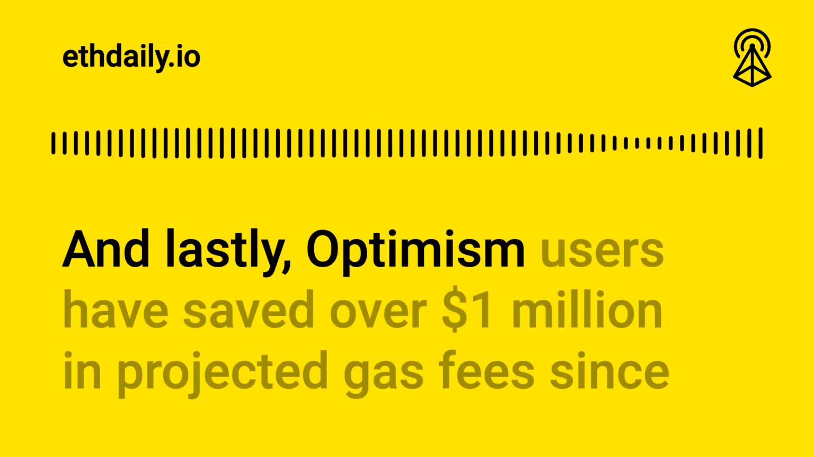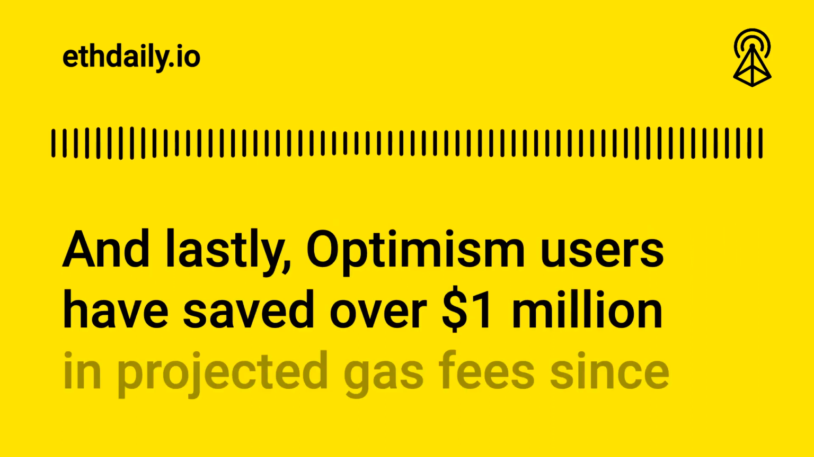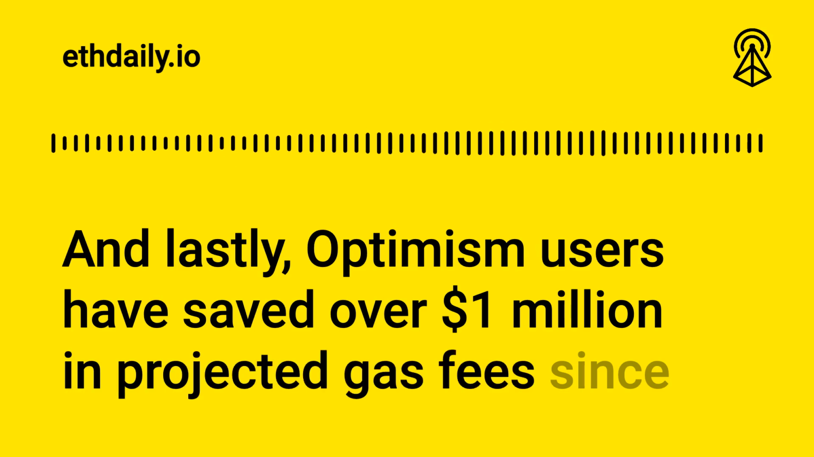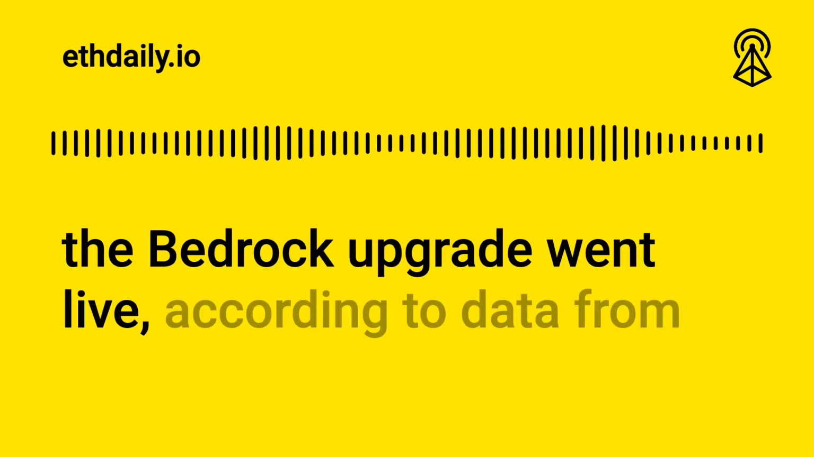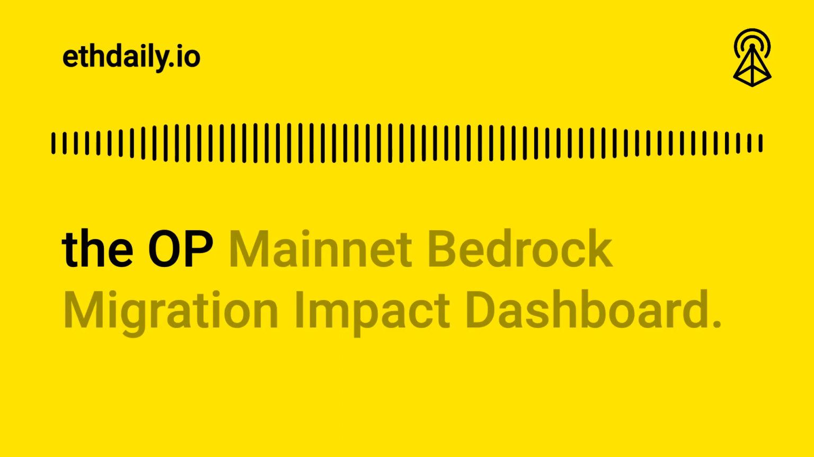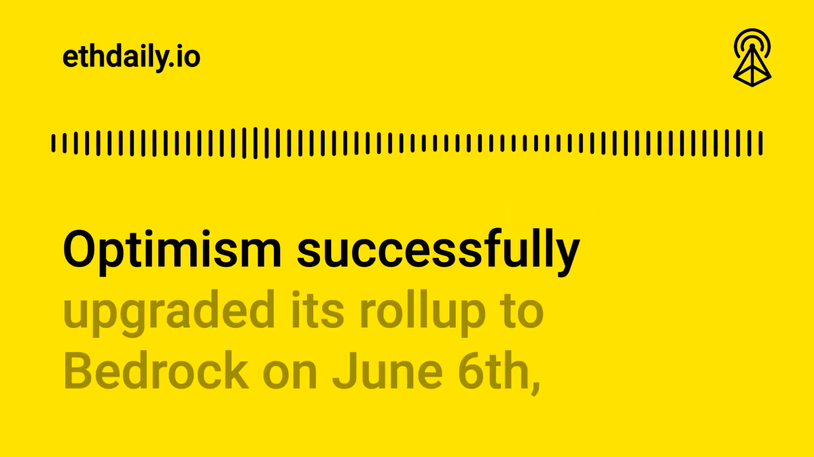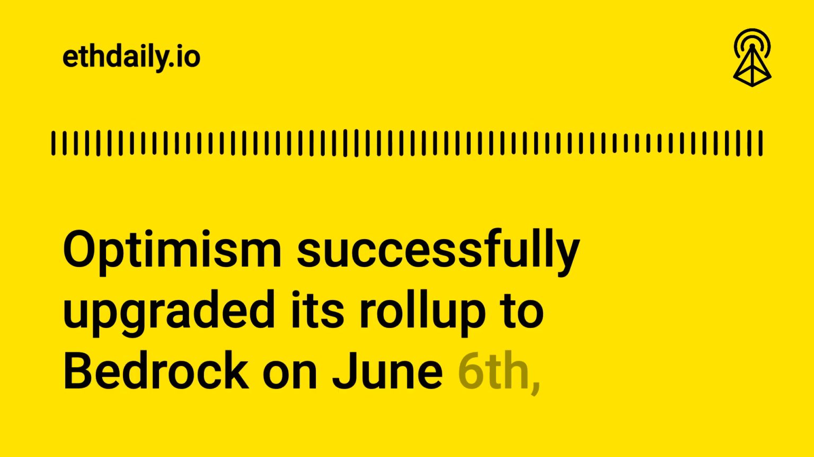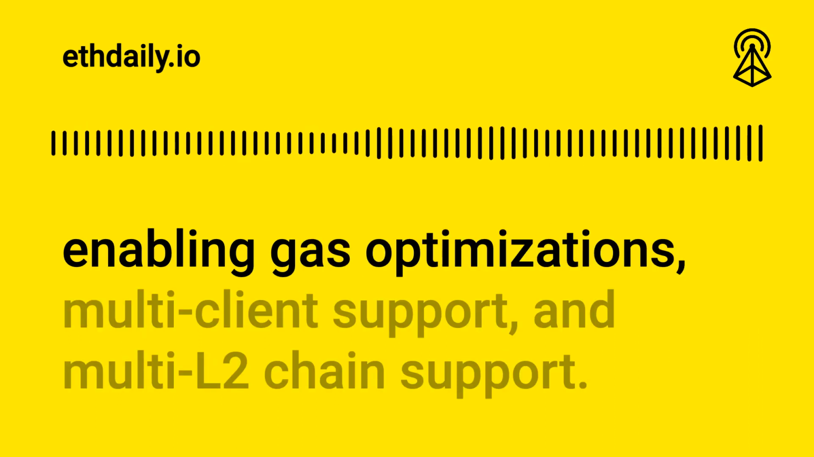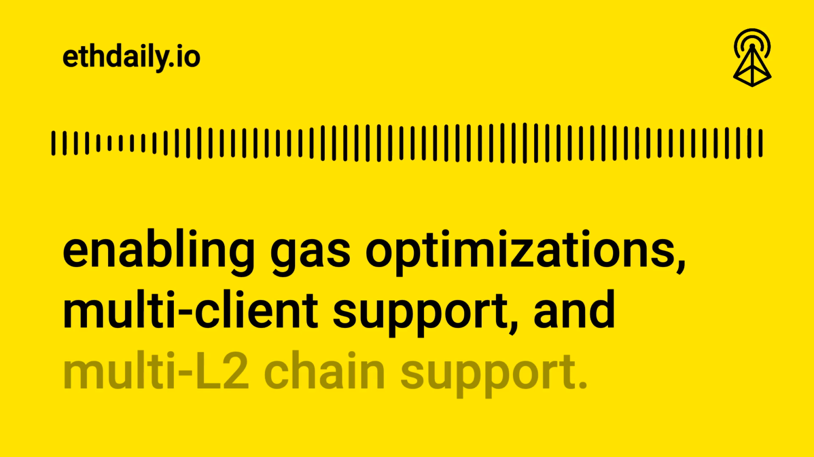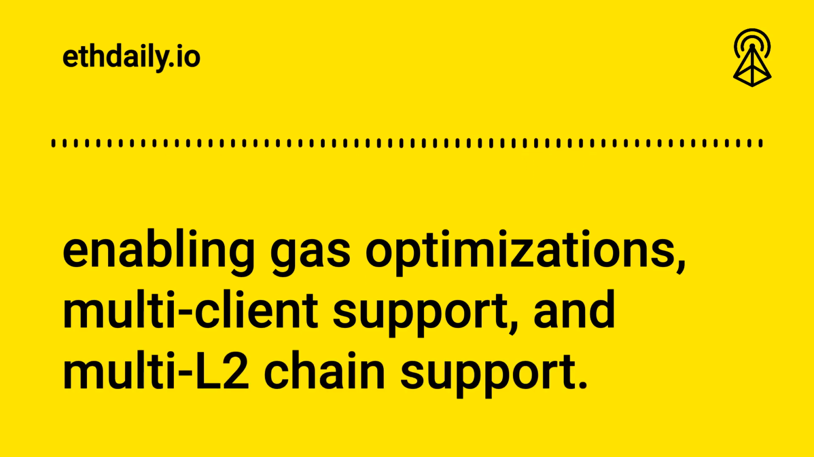And lastly, Optimism users have saved over $1 million in projected gas fees since the Bedrock upgrade went live, according to data from the OP mainnet Bedrock Migration Impact Dashboard. Optimism successfully upgraded its rollup to Bedrock on June 6th, enabling gas optimizations, multi-client support, and multi-layer 2 chain support.